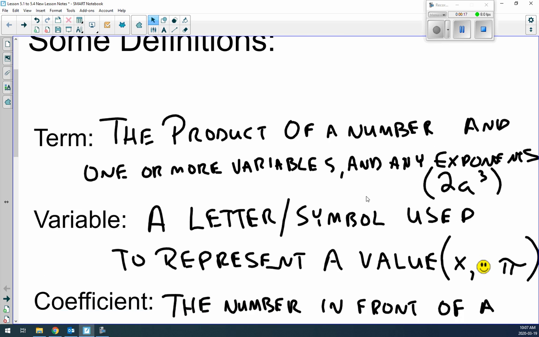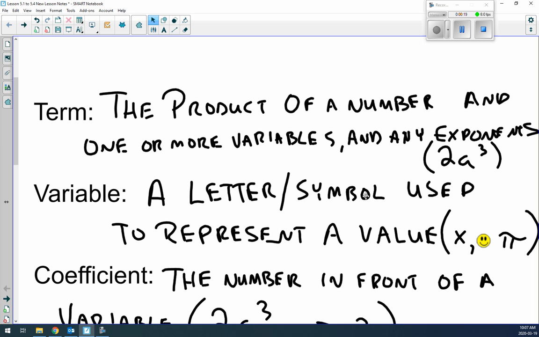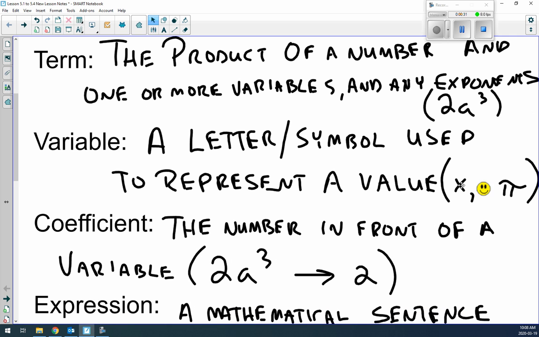A term is the product of a number and or variable. So for instance, 2a cubed. There is the number and there's the variable. Well, I guess we should talk about variables. A variable is a letter or symbol used to represent any value. The most common one we use is x, but you can use a happy face or anything like that.